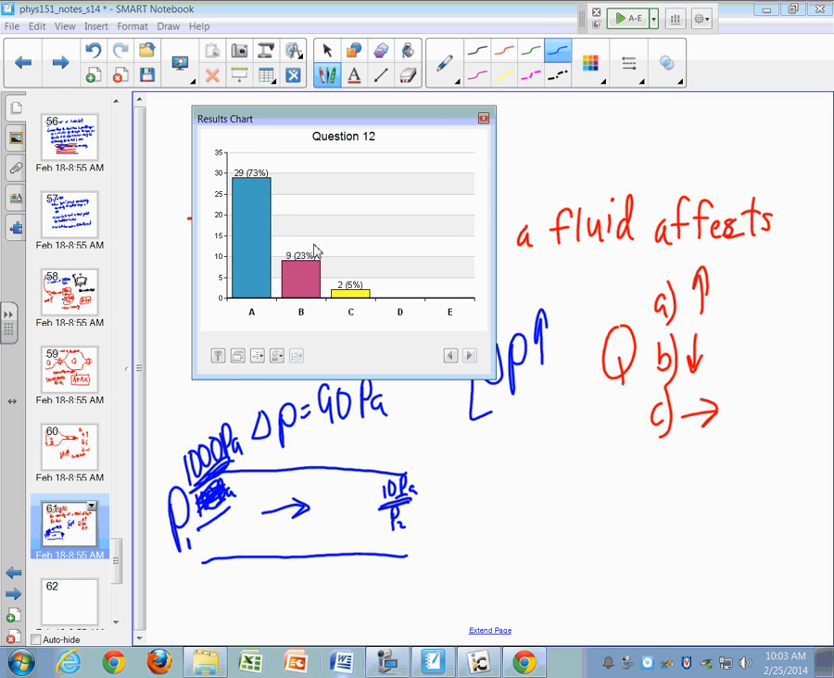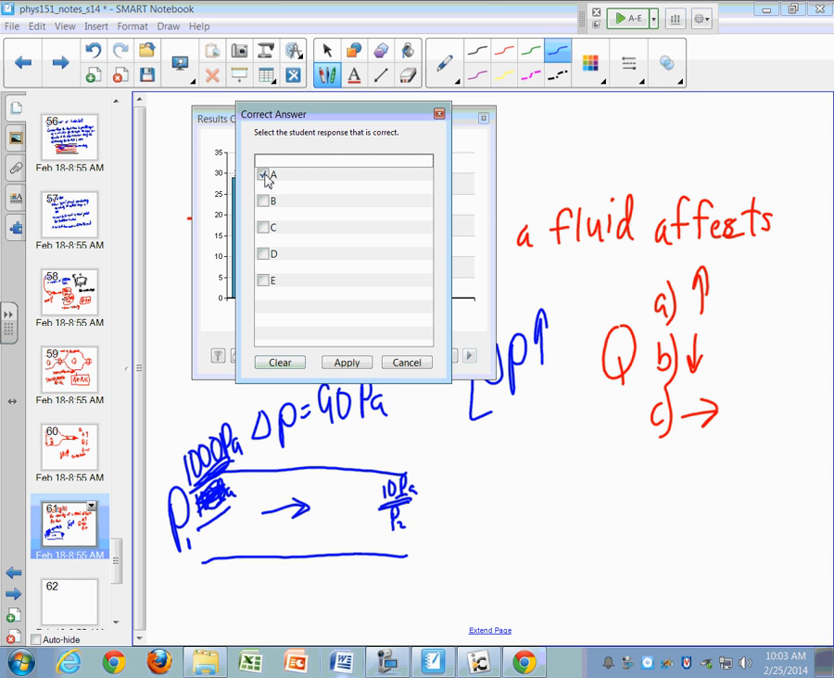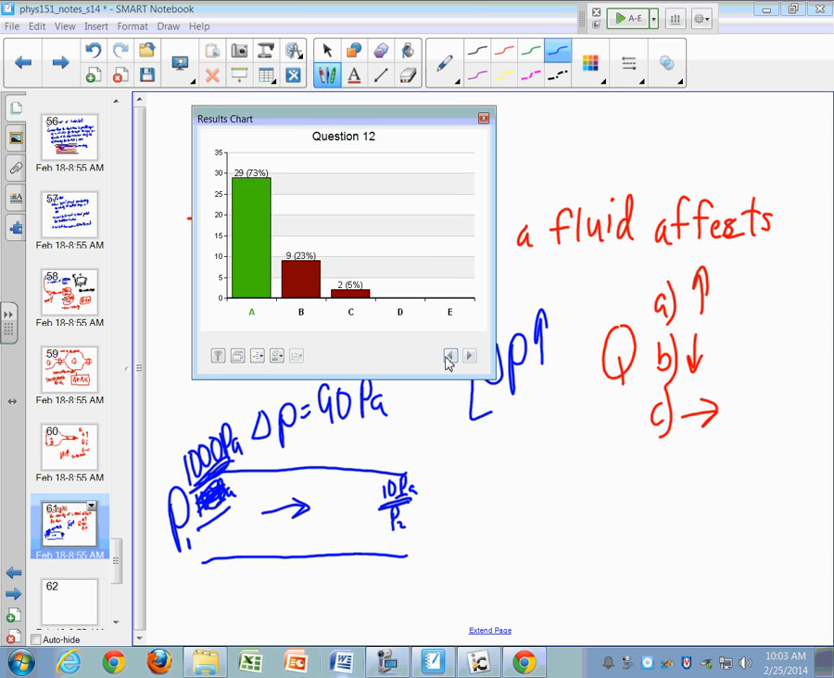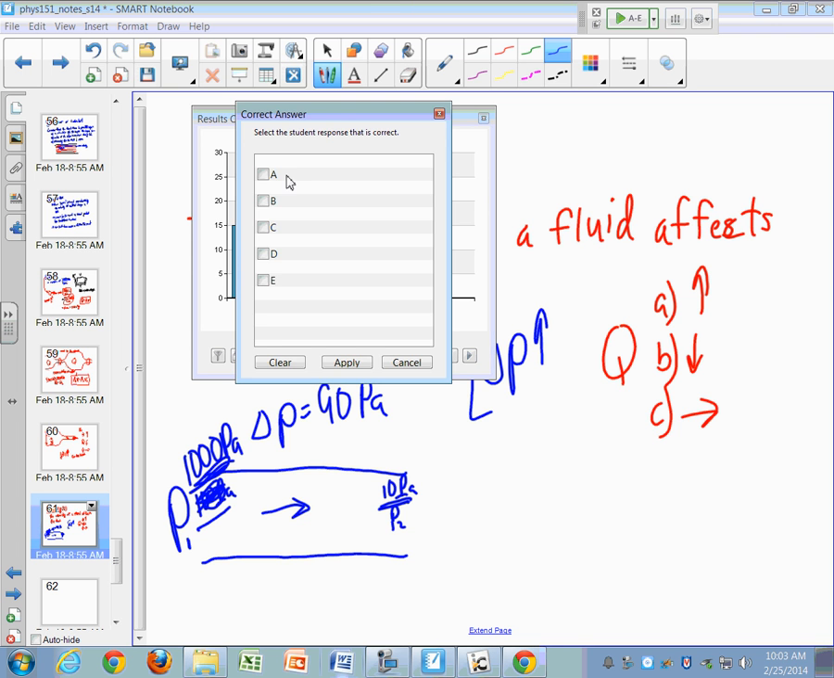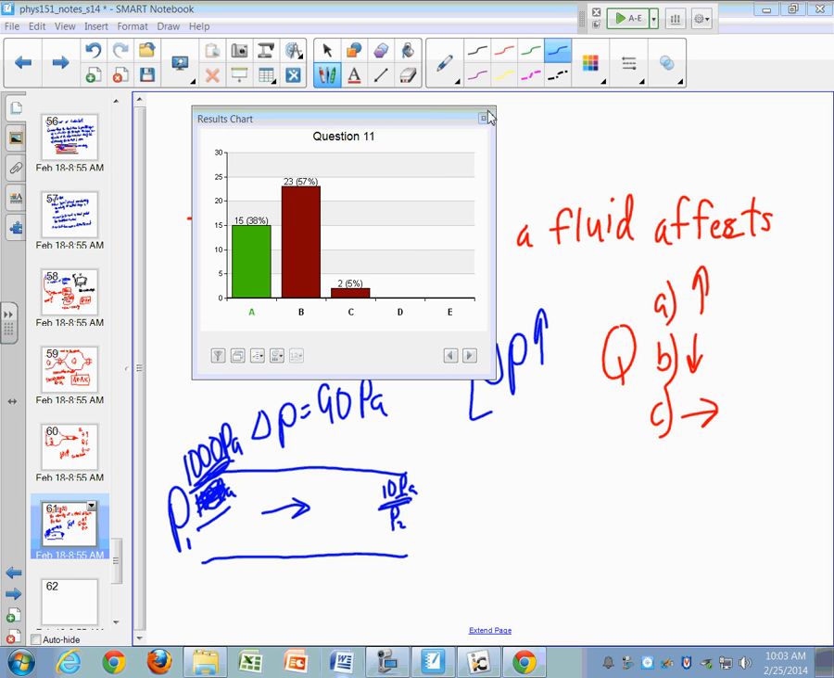I'm sorry. That's okay. So A is the right answer. If that pressure differential goes up, it's going to increase the fluid flow, the flow rate. So good job, 15 of you.